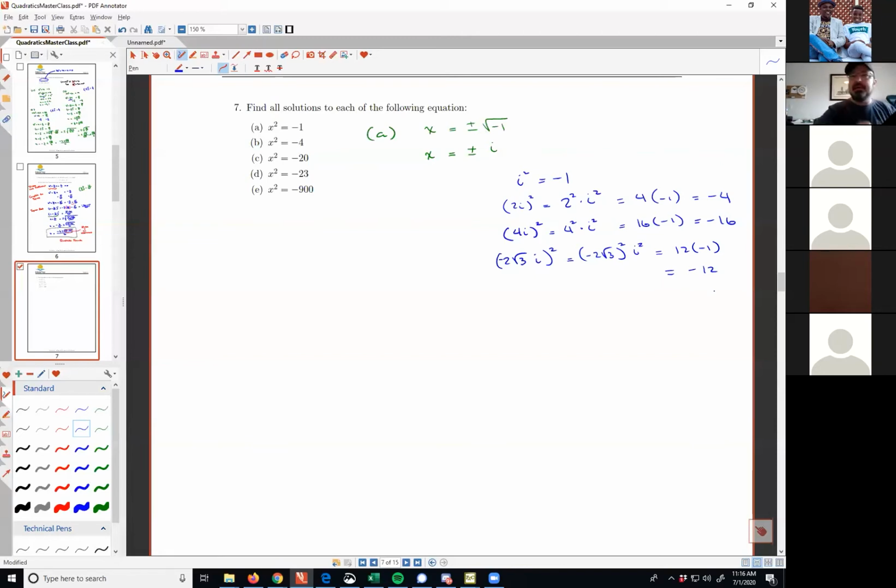Okay, I'm going to give you all a moment to find the solutions to each of these equations, and I'm going to go refresh my drink real quick.